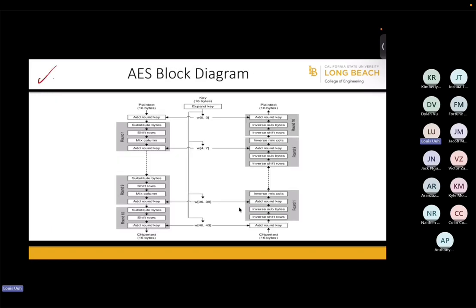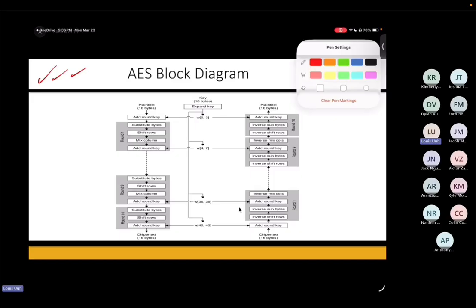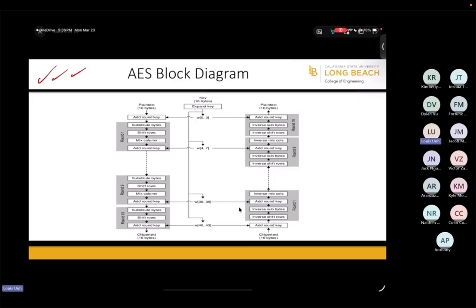Same thing, understand the diagrams. For AES, one of the big things that we have with these diagrams is round number 10. The last round doesn't have the mix columns. That was the big thing with regards to this, so keep that in mind. It'll probably be in there.